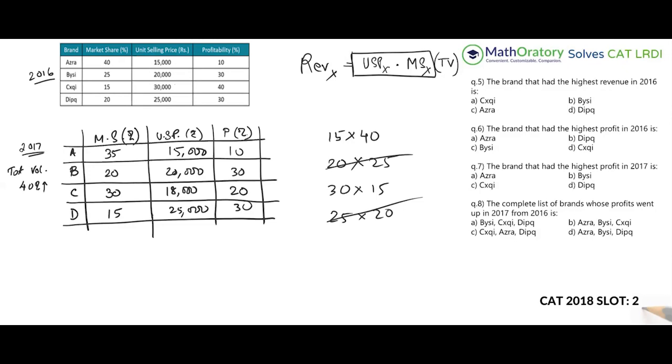Now, 15 into 30, 15 into 40. Obviously, 15 into 40 is highest, right? So this is the highest. We're looking for the highest here. And this is for C, right? So option C is the answer. That is for question number 5. Let me just take this off and then we'll discuss question number 6.